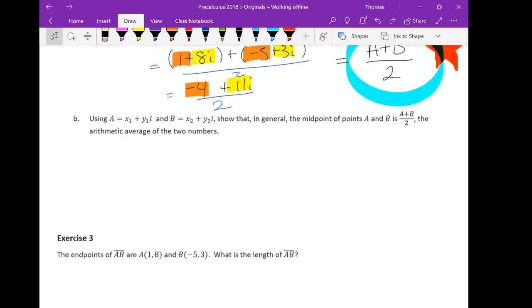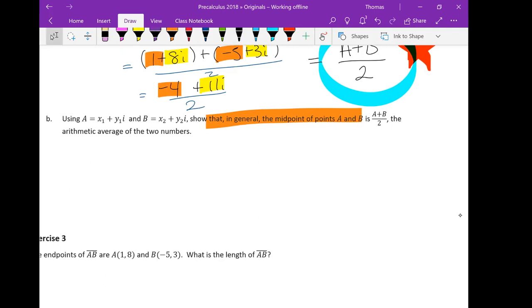Now in B, in class, we took time and set this up to show that in general this is true. I'm going to show it briefly here. Our job is saying show in general that the midpoint of A and B is the arithmetic average of the two numbers. The midpoint of A and B is A plus B over 2, the average of two numbers. So our job is to show that our midpoint, what we expected this thing to be, which was x1 plus x2 all over 2 plus y1 plus y2 all over 2 times i, show that these two things are equivalent.